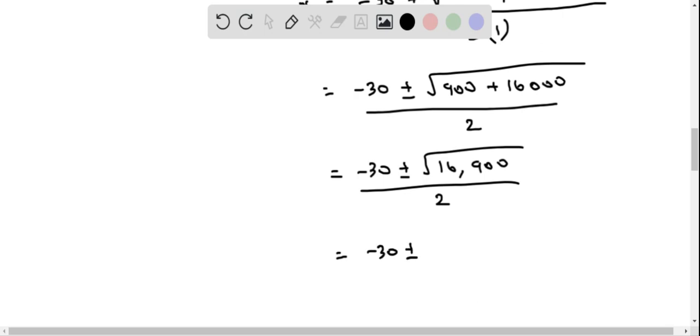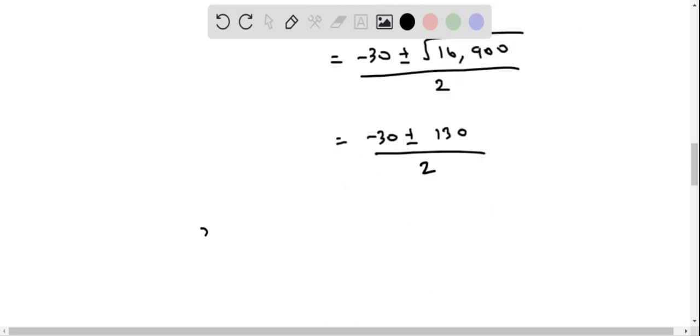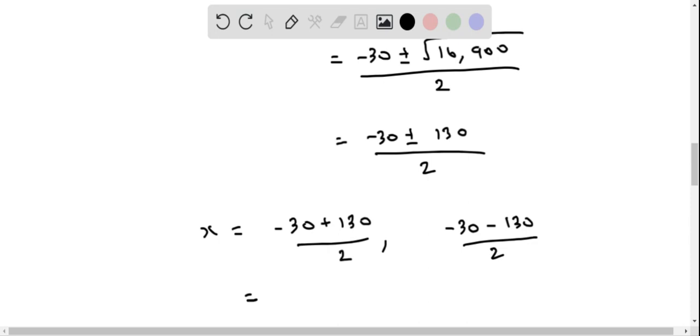Let's find the square root of 16,900. So this is exactly 130. We can use the calculator for this, divided by 2. So therefore the values of x are equal to minus 30 plus 130 divided by 2, or minus 30 minus 130 divided by 2. When we simplify minus 30 plus 130 by 2, we get 130 minus 30 is 100, 100 by 2 is 50. And here we get minus 130 minus 30, which is minus 160, divided by 2 is minus 80.